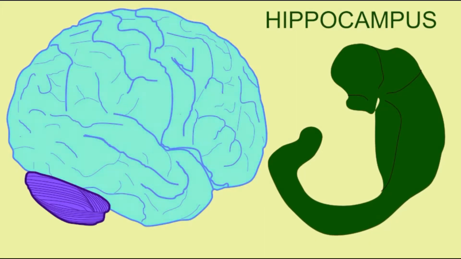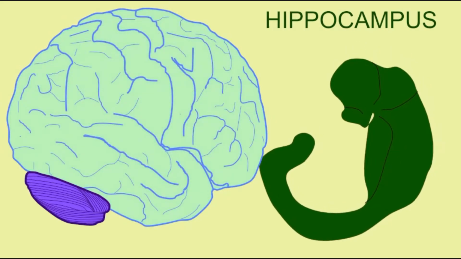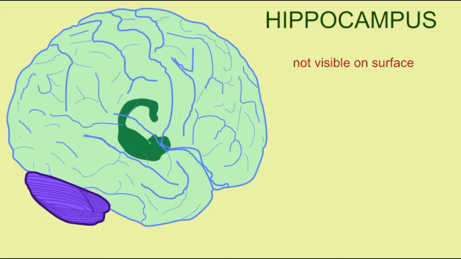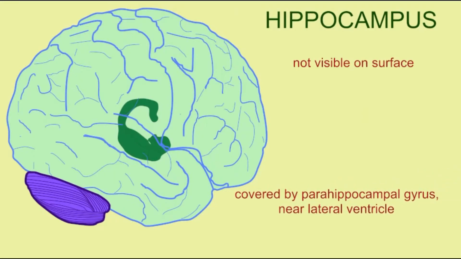Here, the cerebral cortex becomes transparent, and the hippocampus can then be visualized within this, covered by the parahippocampal gyrus, which is on the medial surface of the cerebral hemisphere near the lateral ventricle.